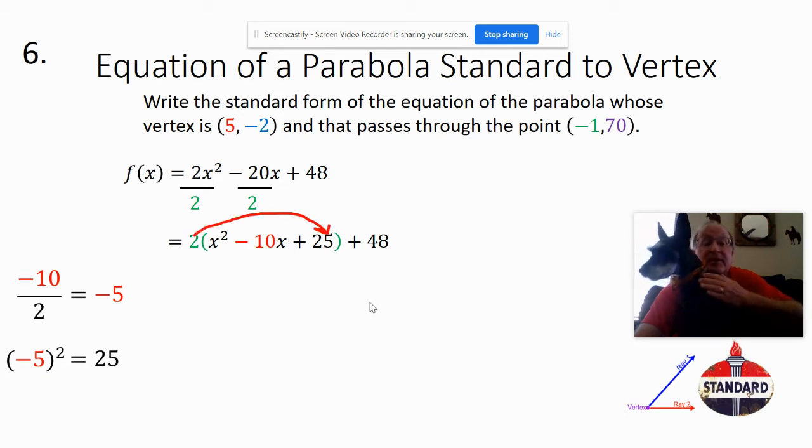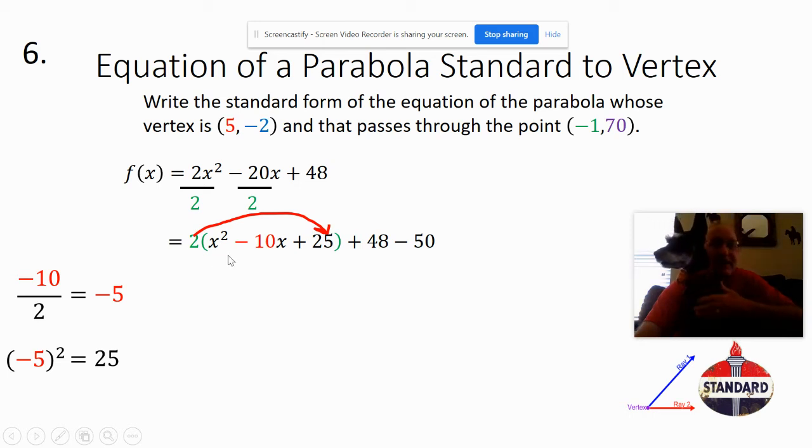But the problem is this here. I didn't just add 25, I added 2 times 25, so I need to undo that. Usually I would add 50 to the other side if I had it equal 0 here, but because I don't have an equal 0 when we're rewriting it, I'm going to minus 50. I basically added 2 times 25, which means I added 50. So if I minus 50 right here, I still keep the value the same.